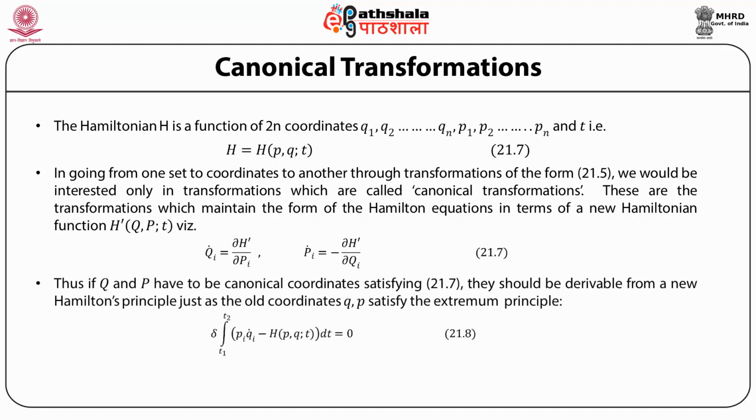Thus, if capital Q and capital P have to be canonical coordinates satisfying Hamilton's equations, they should be derivable from a new Hamilton's principle, just as the old coordinates q and p satisfy an extremum principle, namely delta of the integral from t1 to t2 of pi qi dot minus H dt is equal to 0. So the new coordinates and momenta, and the equations of motion, should be derivable from a similar extremum principle for the new Hamiltonian H prime.